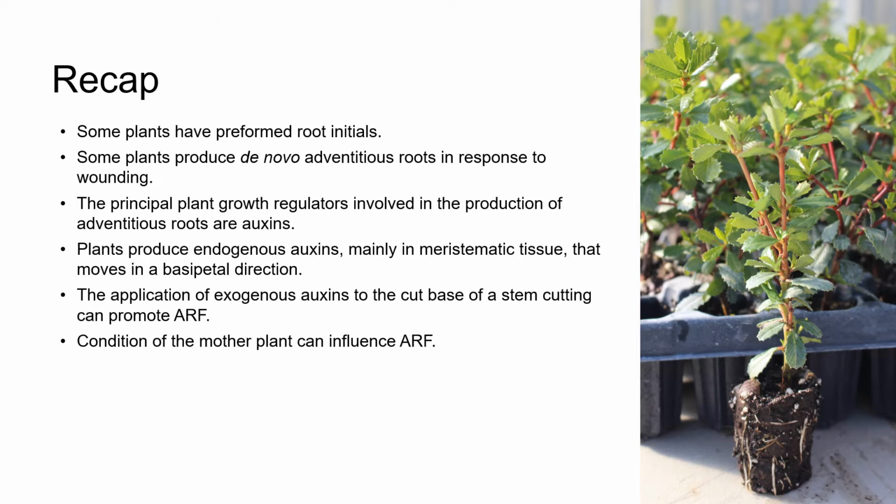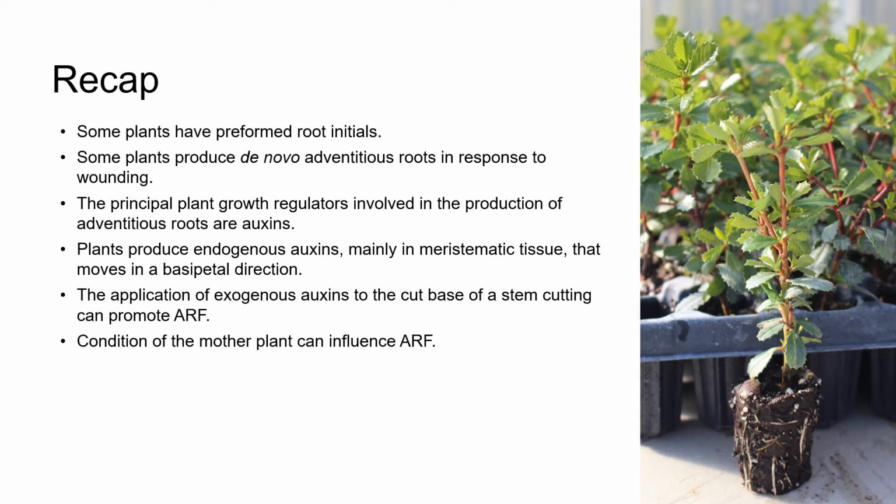So you've already learned that some plants have preformed root initials and produce adventitious roots easily from stem cuttings. Plants that don't have preformed root initials produce what we call de novo adventitious roots in response to the wounding process that occurs when we take the cutting. In both these cases, the plants produce endogenous auxins in response to the wounding. Those auxins move in a basipetal direction in the plant and accumulate at the base of the stem cutting.